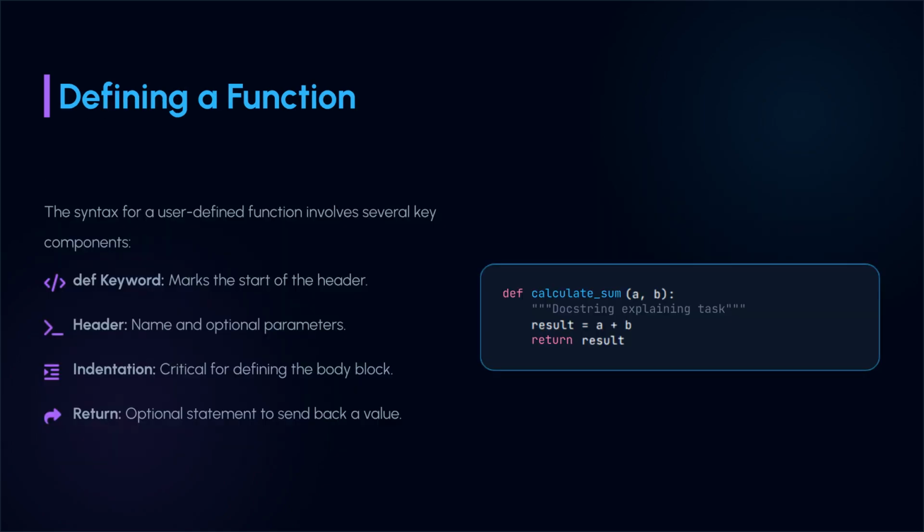Defining a function involves several key components. You use the def keyword to start the header, specify a name and optional parameters, ensure proper indentation for the body block, and optionally use the return statement to send back a value.